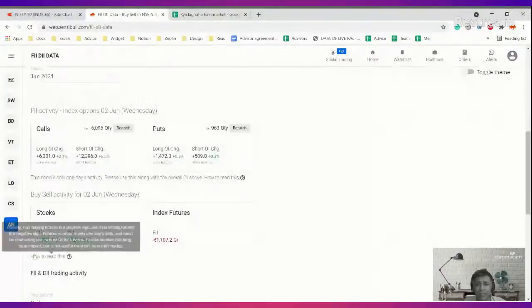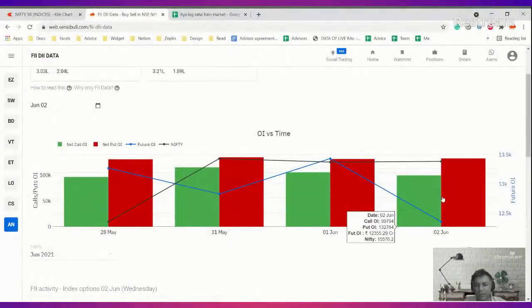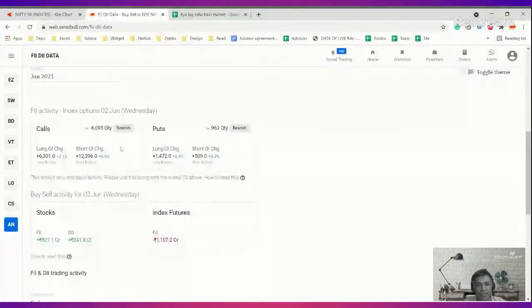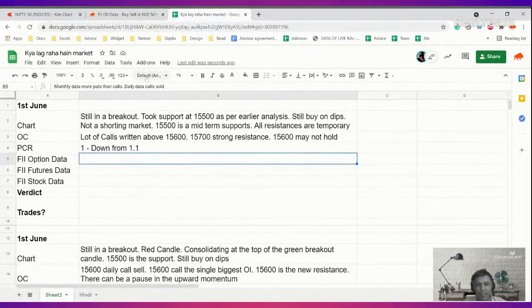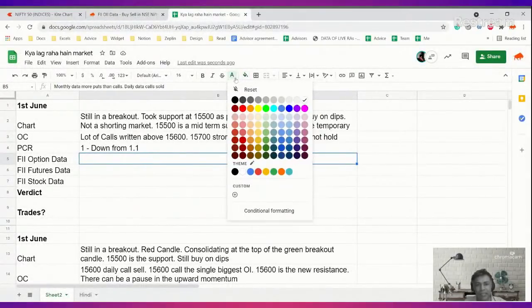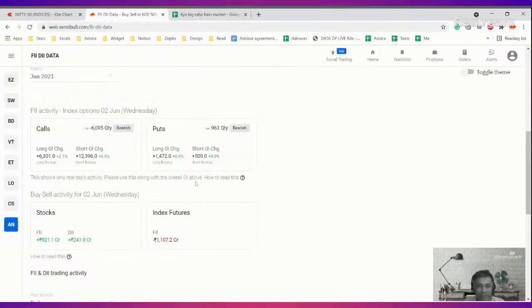This is interesting because it's still more heavy towards puts than calls. But here you can see that calls have been sold and puts have been bought. So daily option data alone indicates it could be mildly bearish, but 6,000 calls is nothing, right? 6,000 calls is nothing. I'll tell you why I'm saying 6,000 is nothing.